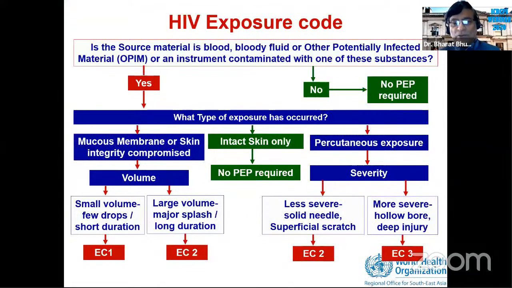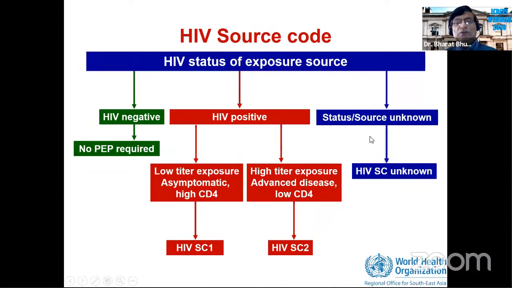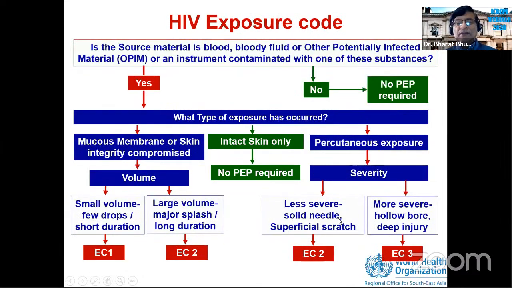So there is a protocol in which you see what is the exposure code, meaning the severity of the exposure. If the exposure has happened to intact skin only, post-exposure prophylaxis is not required. Unless the skin is abraded, chapped, or there is dermatitis, you don't require post-exposure prophylaxis. If it is to mucous membrane or skin is compromised with a small volume of exposure, this is categorized as exposure code 1. But if it is a large volume, this is categorized as exposure code 2. And if it is a needle stick injury going through and through, which is percutaneous exposure, it is exposure code 2 or 3 depending on the severity.